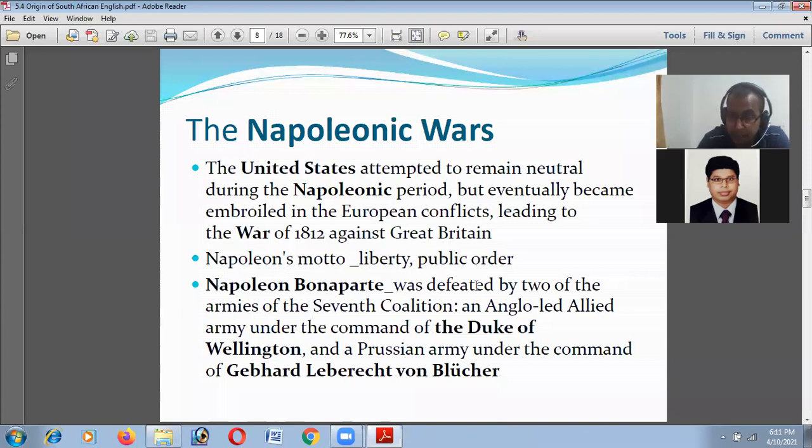Napoleon Bonaparte was defeated by two of the armies of the Seventh Coalition: an Anglo-led allied army under the command of the Duke of Wellington, and the Prussian army under the command of Gebhard Leberecht von Blücher. So Napoleon Bonaparte's power was diminished by these two groups, especially the Seventh Coalition.